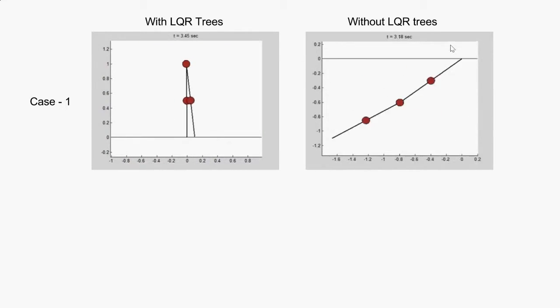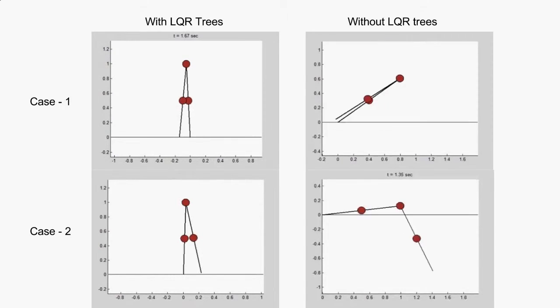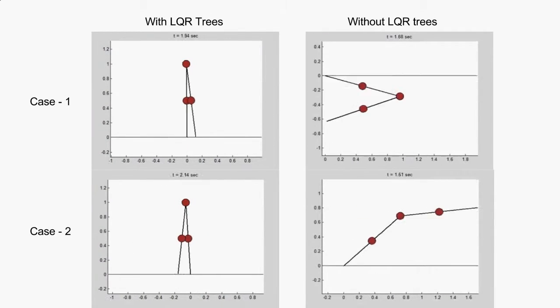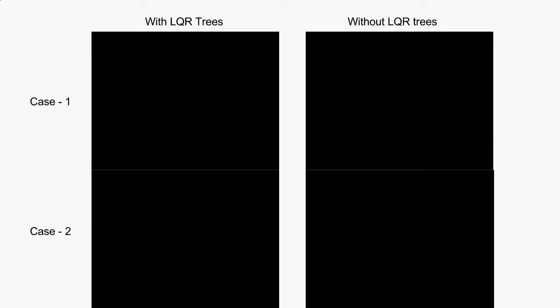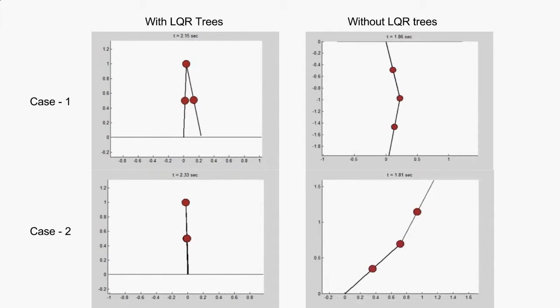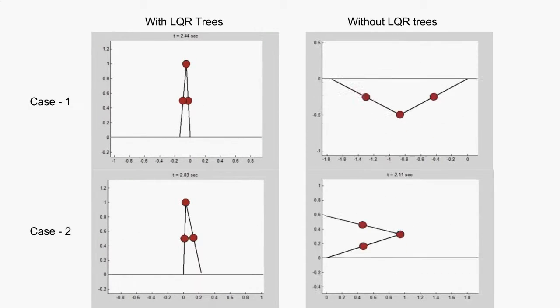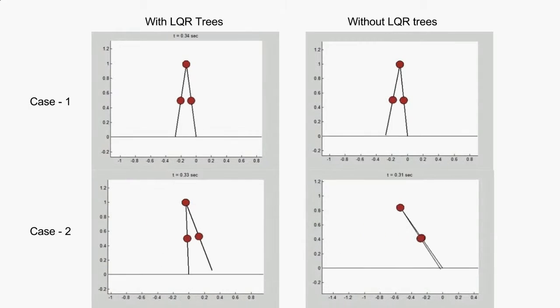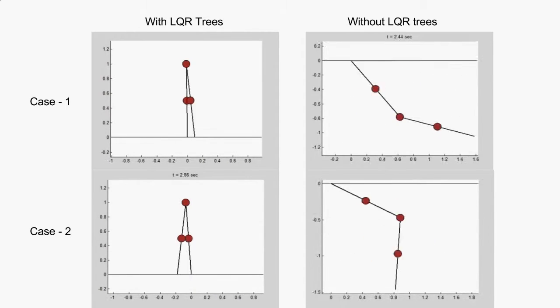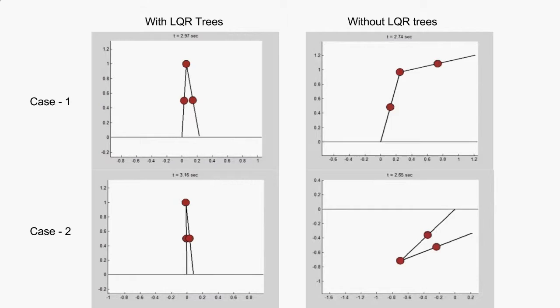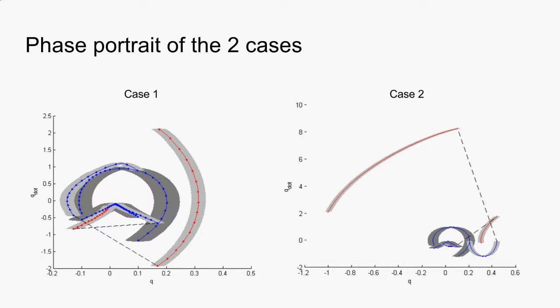Here are the experiments that we conducted. In this model, we see the compass gate walking without the LQR trees and with the LQR trees. In the first case, there is only velocity perturbation given to the compass gate. In the second case, both velocity and position perturbation are given. Without the LQR trees, the compass gate is unable to stabilize, but with the LQR trees, you can see that the compass gate stabilizes and comes back to the limit cycle.